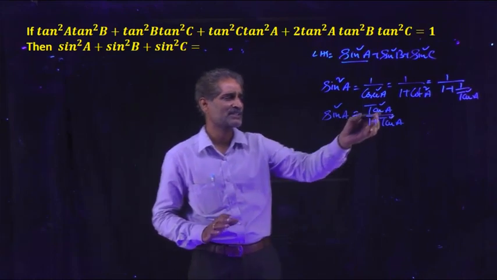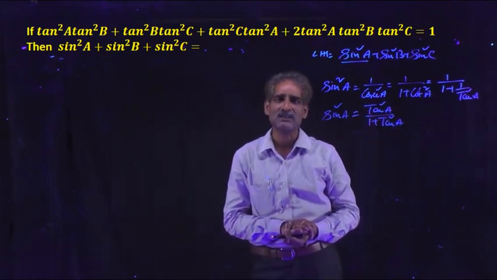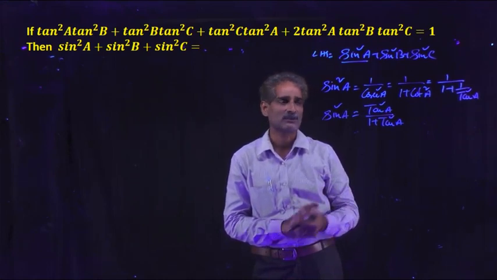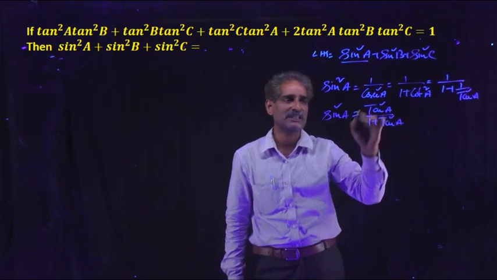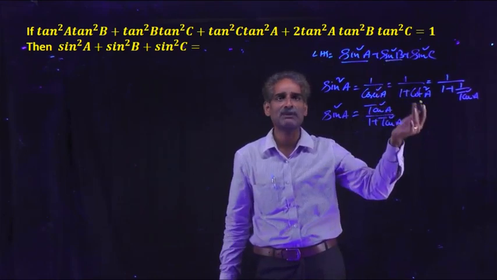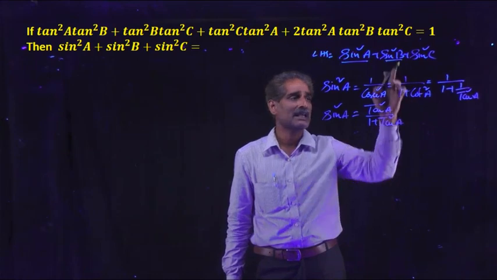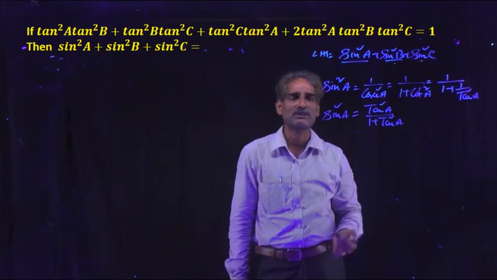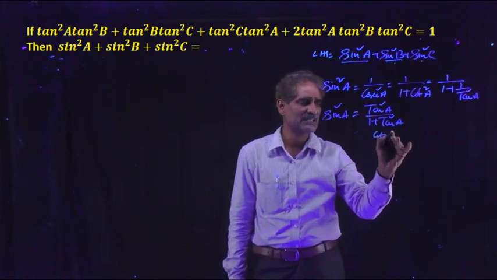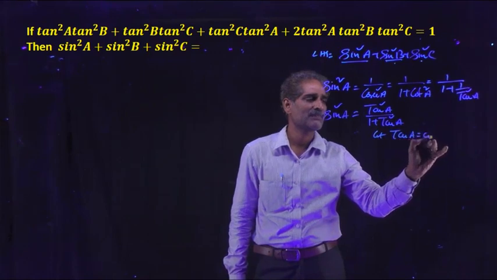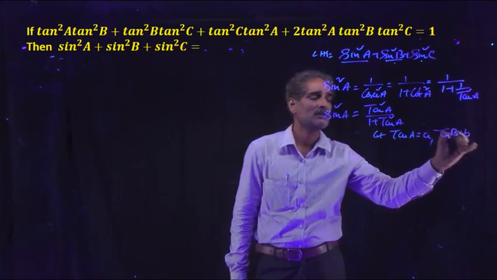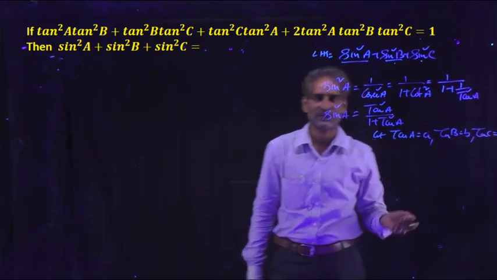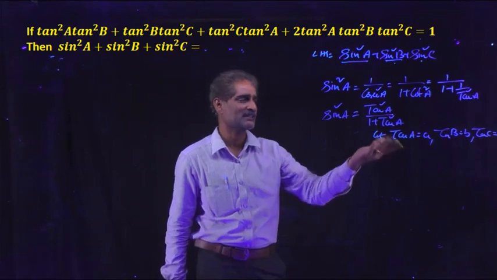This is the value of sin square A in terms of tan. So let us consider tan A equal to some P, tan B equal to some Q, tan C equal to some R. Okay, so this is the expression for sin square A in terms of tan. Similarly, for sin square B, what is the expression? We will get tan square B by 1 plus tan square B, and for sin square C, tan square C by 1 plus tan square C. Let us take tan A equal to A, tan B equal to B, and tan C equal to C, just for convenience of writing.